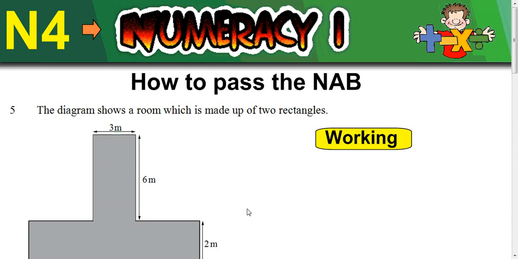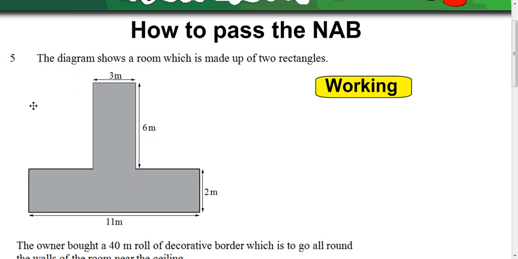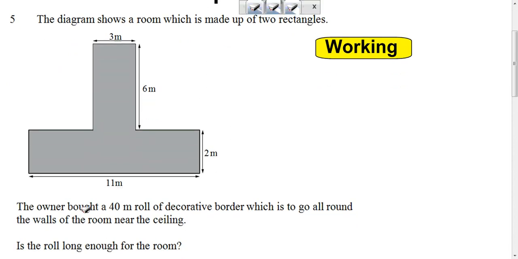We're now going to look at questions 5 to 8 of passing the NAB. So let's look at question 5 first. This diagram shows a room which is made up of two rectangles. The owner buys a 40-metre roll of decorative border which is to go all the way around the walls of the room near the ceiling. Is the roll long enough for the room?